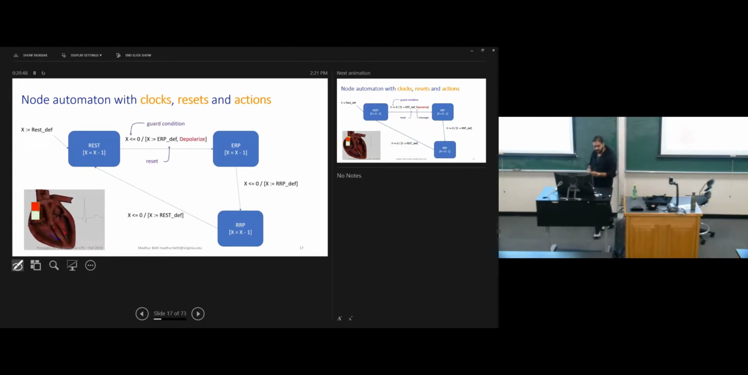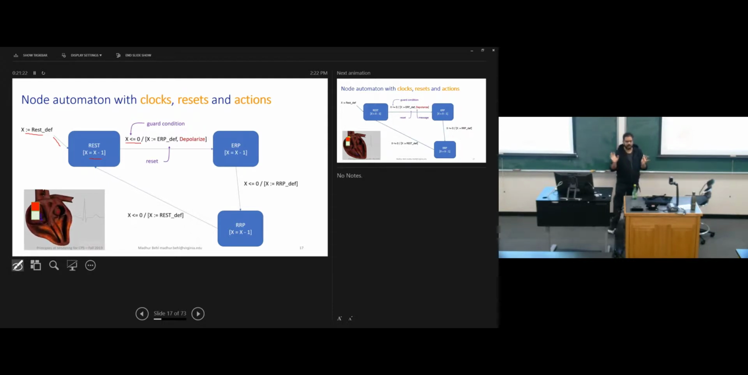Here's one example. You should look at this automaton and in your mind simulate what's happening from the initial state. So once again, we are at rest. This is our initial state. We start counting down, everything is fine. We are talking about this top automaton right now, which is highlighted in the bottom left animation. When we are counting down, the only way we can jump out of our rest period is when our clock expires. So this is trying to simulate what an SA node does.